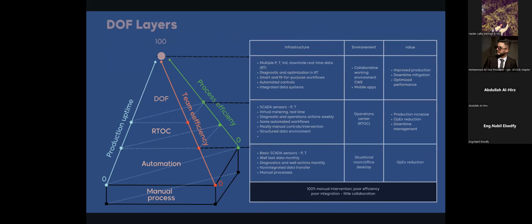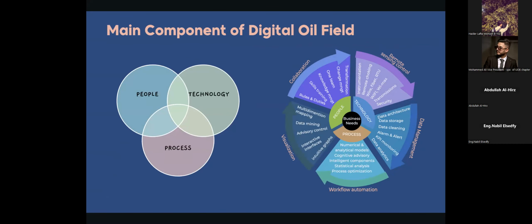As I said, let me go to the next slide. This is maybe the second most important slide in this presentation, which is the main components of the digital oil field. In the digital oil field, we are relying on 3 components: the technology, the people, and the process. All together, collaborating, they can give us a digital oil field.